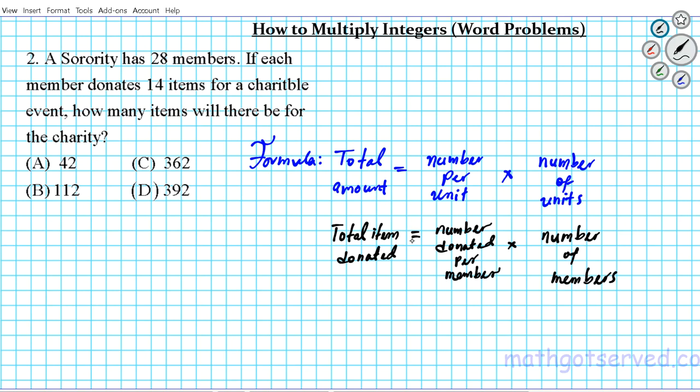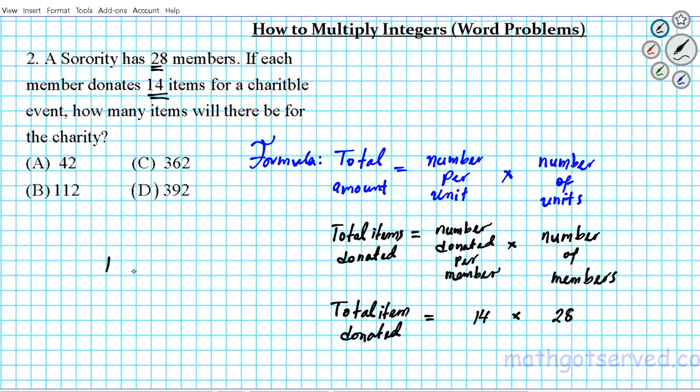All right, so total items donated is going to be, let's plug in the values into the variables, the number donated per member. Each member donates 14 items. So it's going to be 14 multiplied by how many members in all? There are 28 members. So 14 times 28. To carry this out, we're going to be carrying out our integer multiplication, 2-digit multiplied by 2-digit.